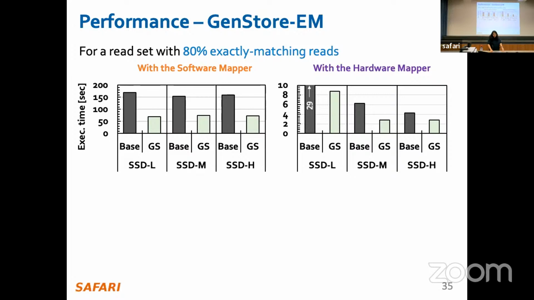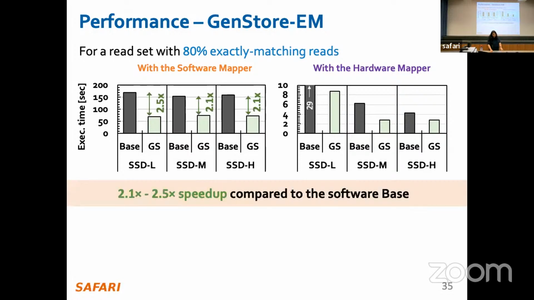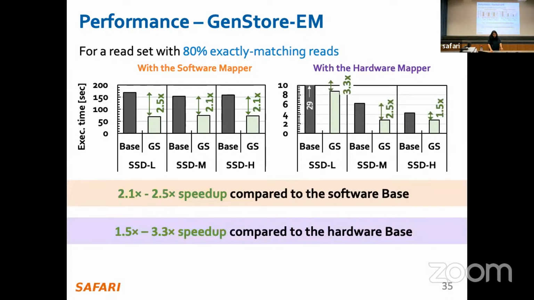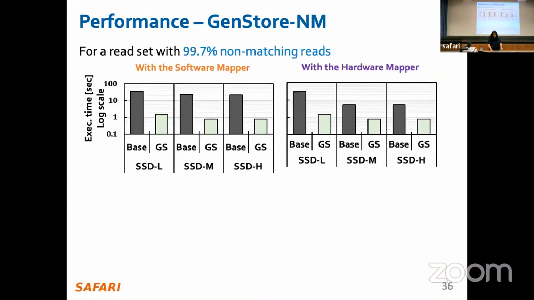So we analyzed the benefits of GenStore EM for a 22 gigabyte short read set where 80% of the reads exactly match some subsequences in a reference genome and can be filtered. We show the benefits of it on hardware and software mappers. We show up to 2.5 times speed up compared to the software baseline and 3.3 times speed up compared to the hardware baseline, and an average 3.92 times energy reduction.